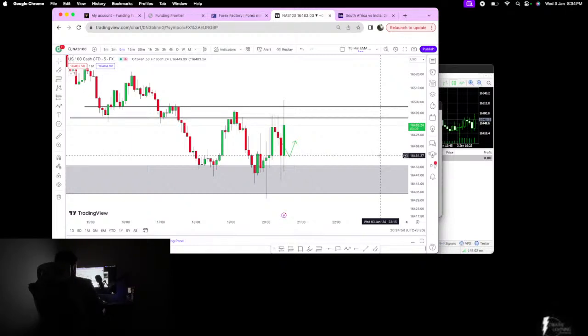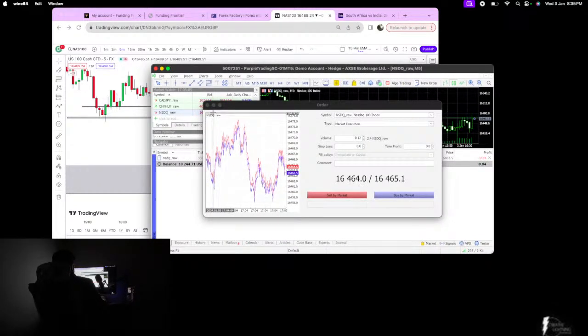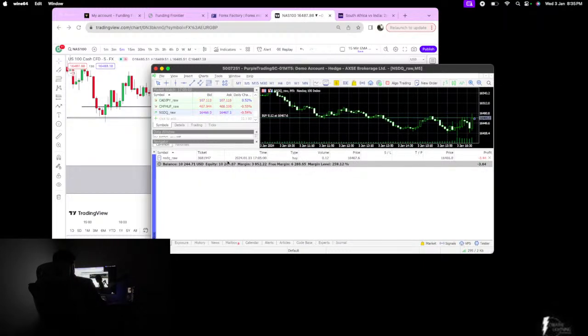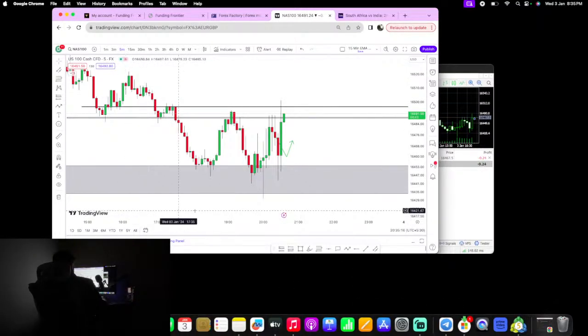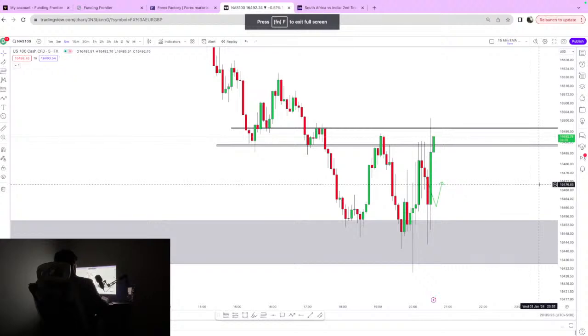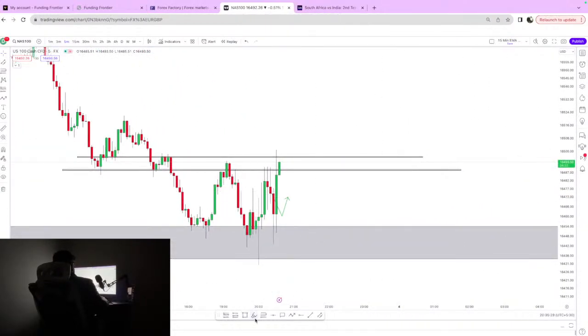Once the candle closes, I'll open it. Okay, I'm opening. So I have opened this by 0.12 lot. Clear? I have used my cell phone to open this position. Don't think that how did it open automatically.